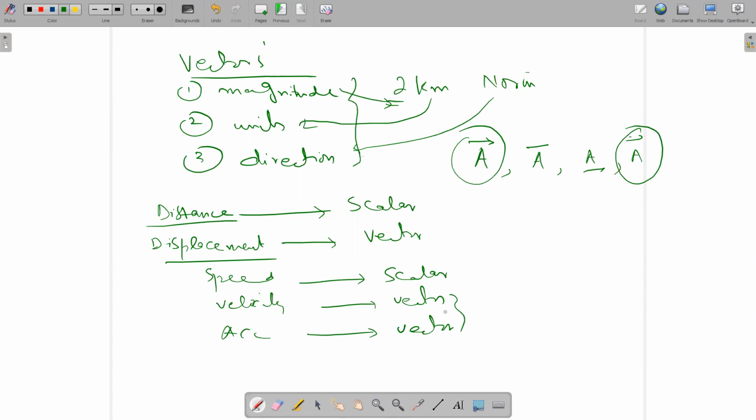Okay. After this, to represent a vector, we are normally using the directions. Two types of direction. One is the geographical directions, north, south, east, west. And the other, we are using the X and Y axis. If we have this X and Y axis, we are making an angle theta like this one. So theta is actually the direction.